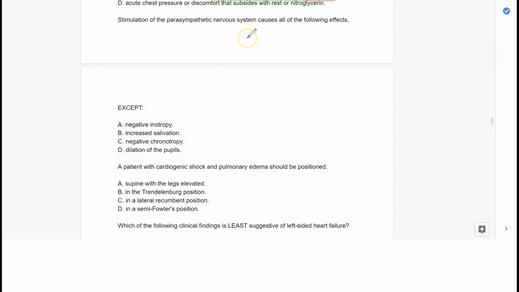Stimulation of the parasympathetic nervous system causes all of the following effects except. Okay. So, right, so the parasympathetic nervous system is going to decrease your heart rate, decrease your blood pressure. So that would mean that the force of your heart is going to be decreased, right? Your heart rate is going to be decreased. That works. Those two work.